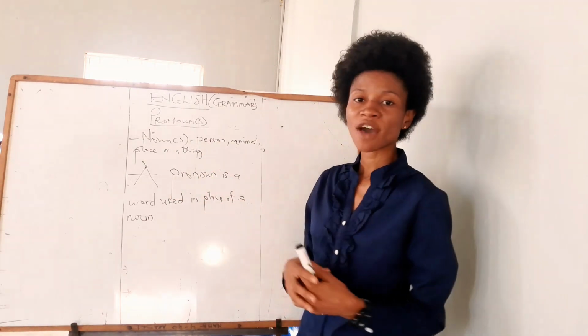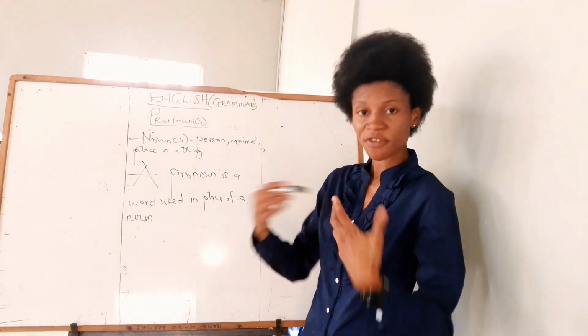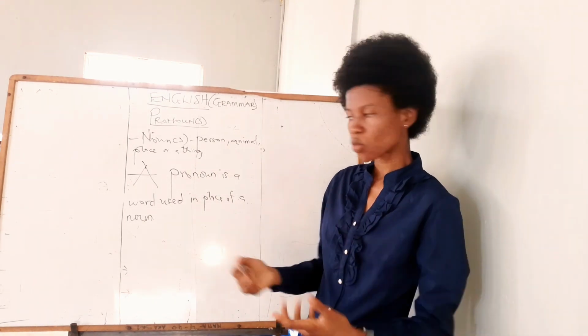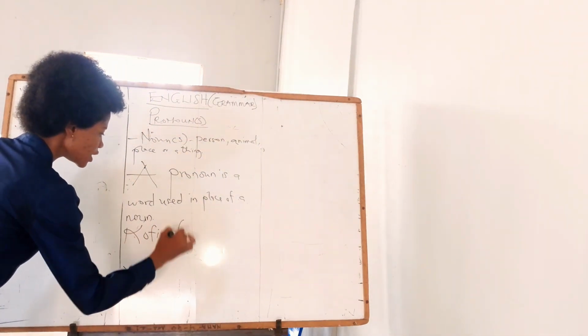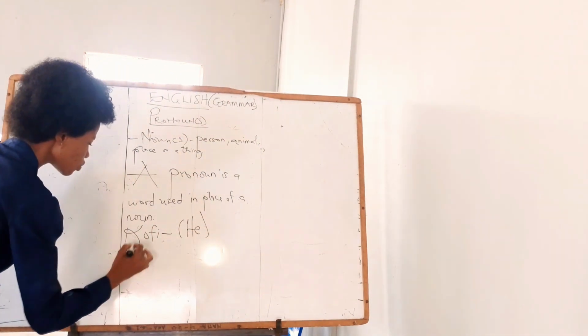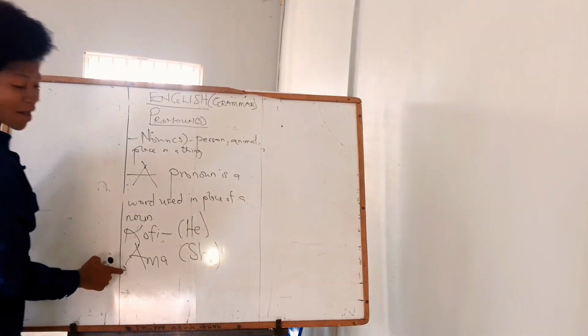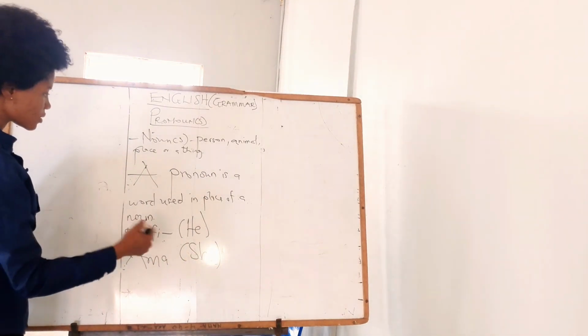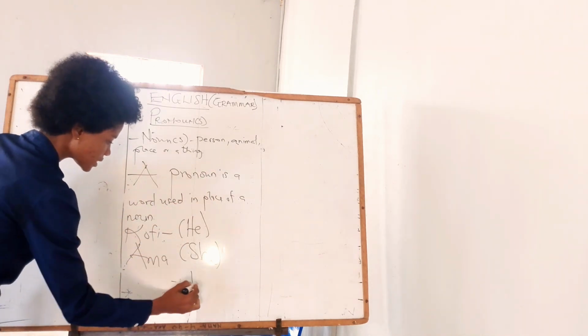So with the nouns, we have names like Kofi, Ama. If Kofi is a boy, a male, Kofi will be replaced with what? He. Ama will be replaced with what? She. Because Ama is what? A female. And then with a place or a thing, we replace it with what? It.